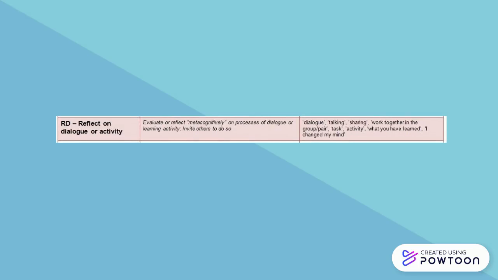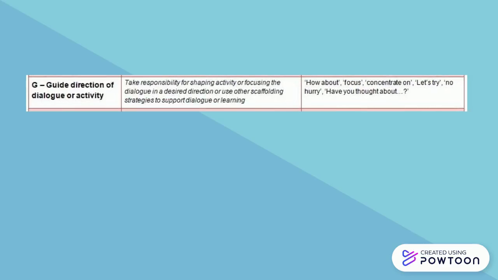RD, Reflect on Dialogue or Activity, is the way in which dialogue is evaluated. For example, students might reflect on the success of a group work task. G, Guide Direction of Dialogue or Activity, focuses on the ways in which individuals or groups take responsibility for the dialogue. This might be an adult or students.